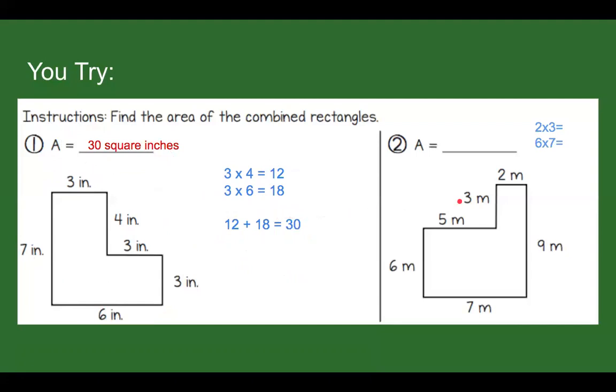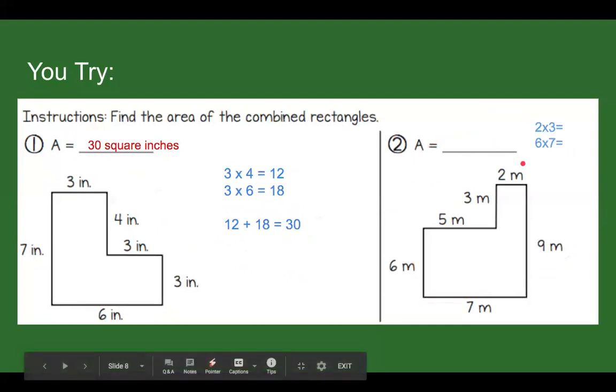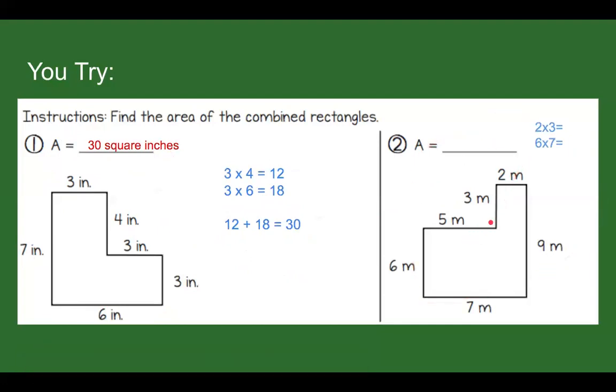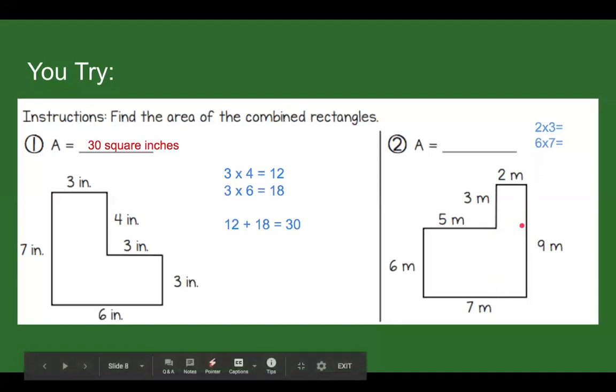All right, so let's try this second one. We're going to again try to find the area of the entire figure by breaking this figure up into two different rectangles, finding the area of each, and then adding them together. So where I decided to cut this one was right here. I did a dotted line here. So you could do here as well. It's up to you if you want to look at it this way or this way. I decided to do this way.